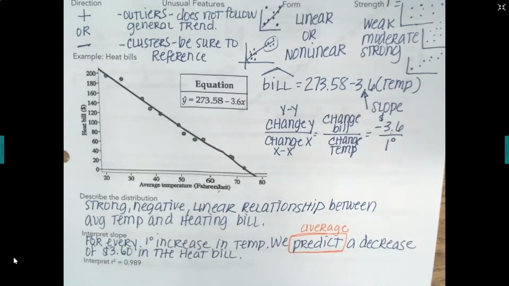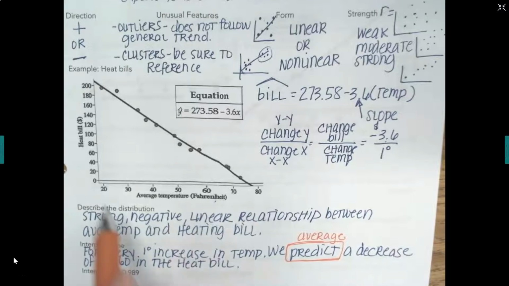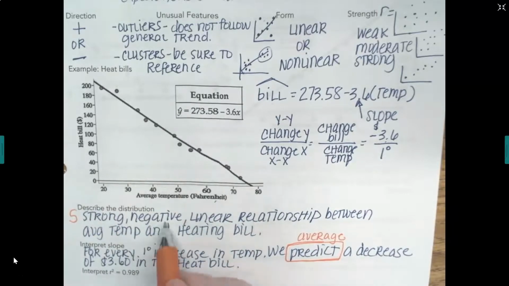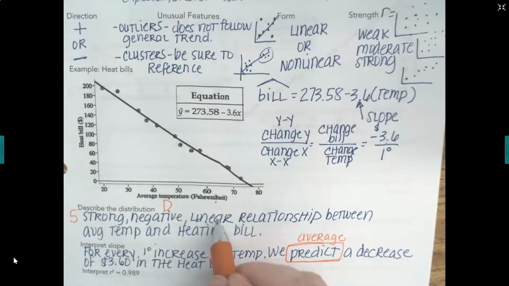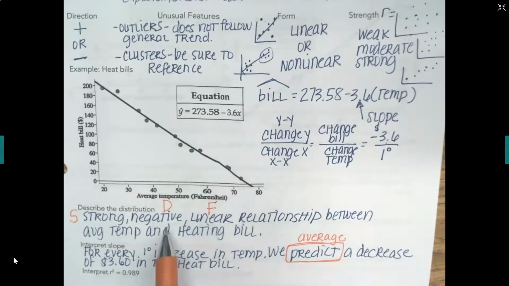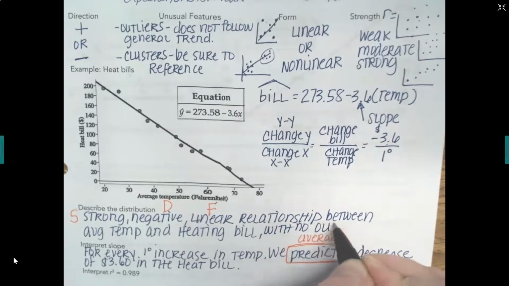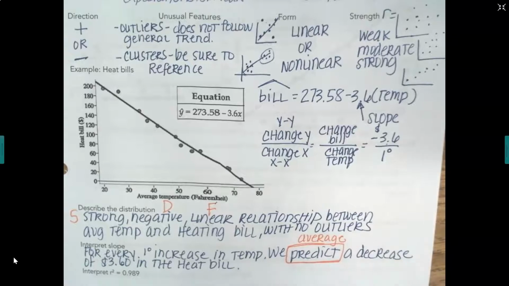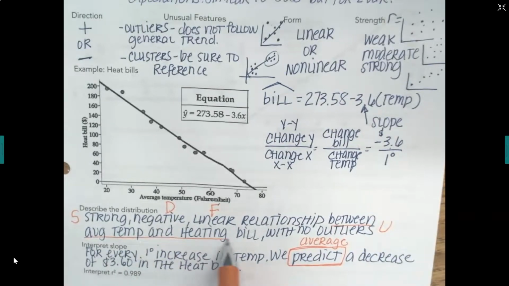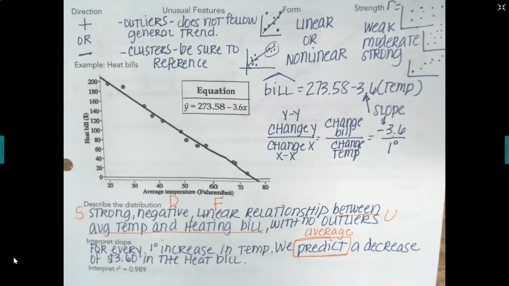Okay, now, did we hit everything? We've got strength, we've got direction, we've got form. What we're missing is unusual features. So what we need to be sure to say is with no outliers. Got to mention it. And there's your U. So we've covered our DUFs, D, U, F, S. We have our context with between average temperature and heating bill. So we've done a good job here of getting everything in so we get full points on an FRQ with that kind of question on it.